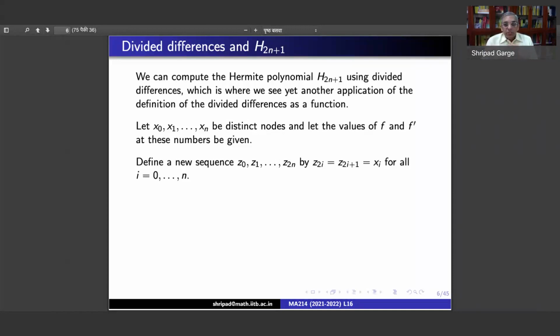So this is okay. I see that there is a small mistake here. The new sequence by this construction has 2n plus 2 nodes. The last one should be Z_{2n+1}. I'll make this change when I write it down.